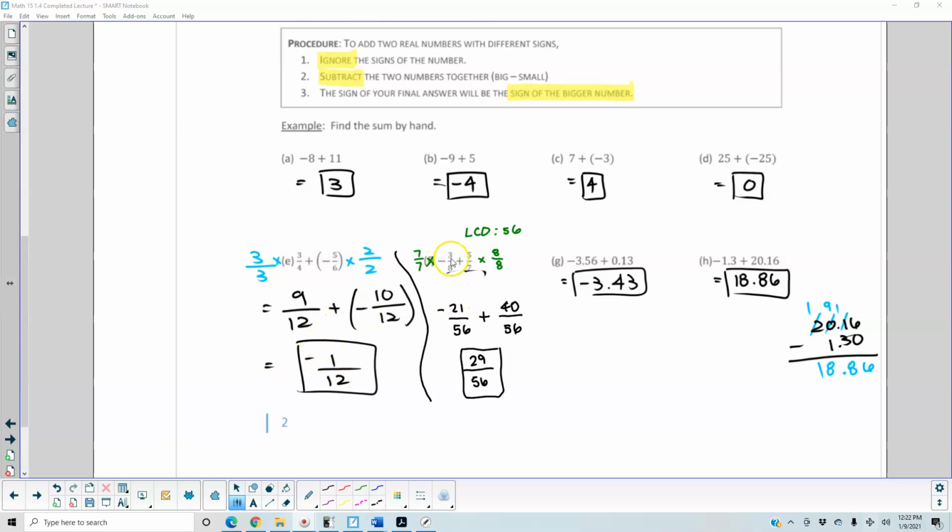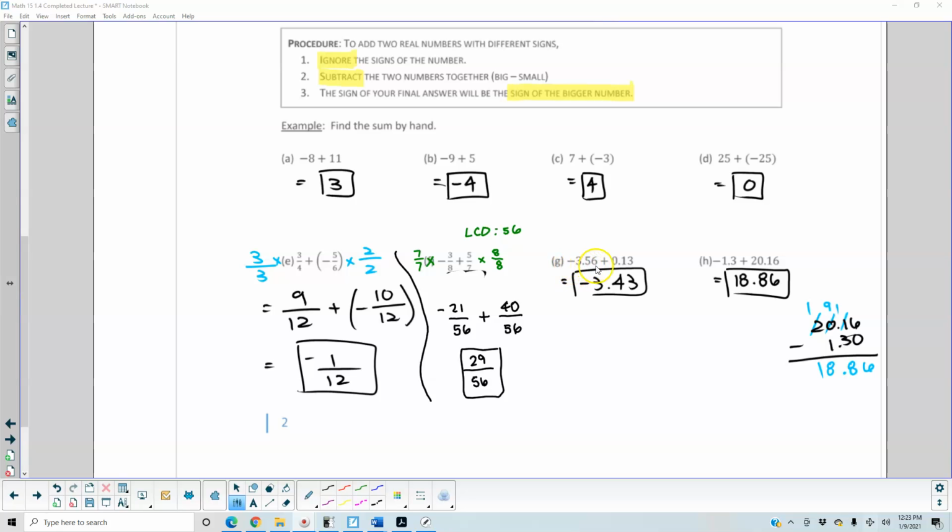The next example, we have -3/8 plus 5/7. The LCD is 56, so we're going to multiply -3/8 by 7/7 and multiply 5/7 by 8/8. So 3 times 7 is 21, 8 times 7 is 56, so we have -21/56. 5 times 8 is 40, 7 times 8 is 56, and now we can subtract. The bigger fraction, 40/56, minus 21/56 gives us 29/56. And since the bigger fraction is positive, our answer is positive.